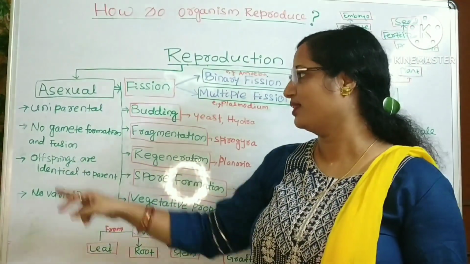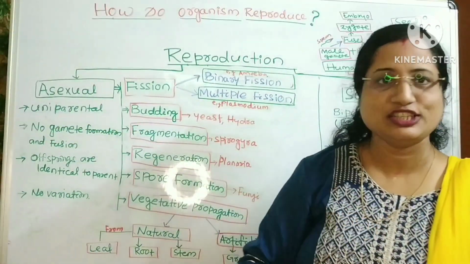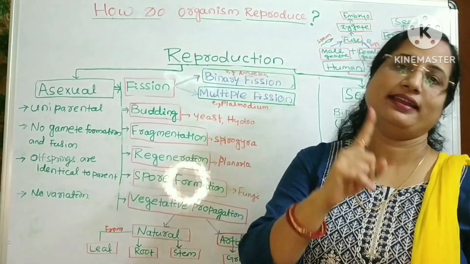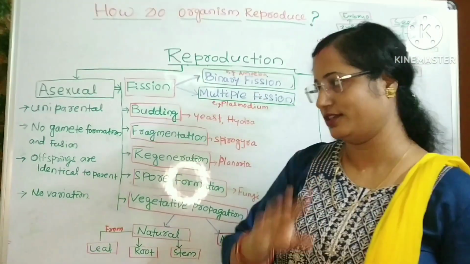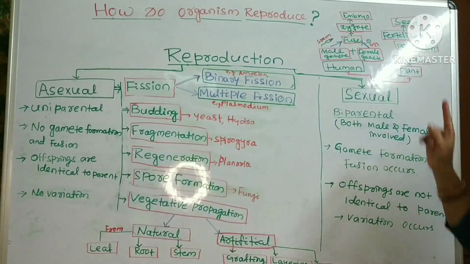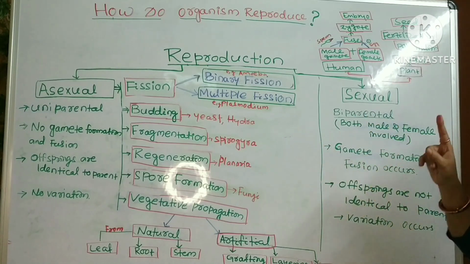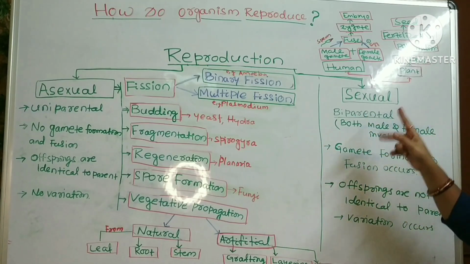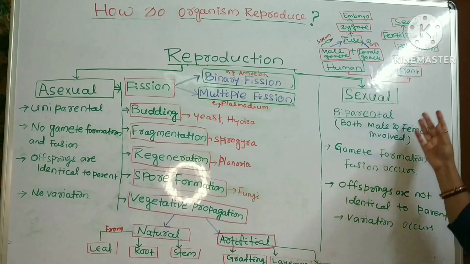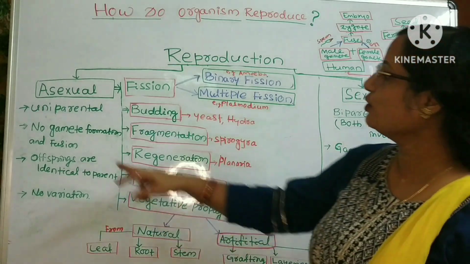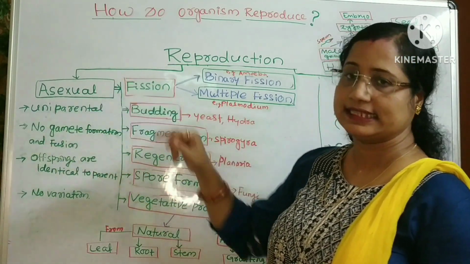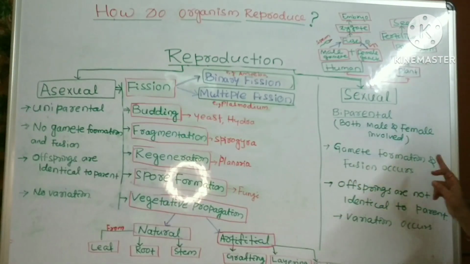Asexual reproduction is uniparental in nature. Here, a single parent is involved in the process of reproduction. But in sexual reproduction, it is biparental. Here, both male and female parents are involved in the process of reproduction. No gamete formation and fusion occur in asexual reproduction. Gamete formation and fusion occur in sexual reproduction.